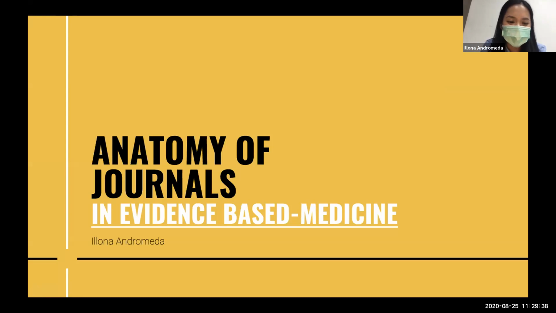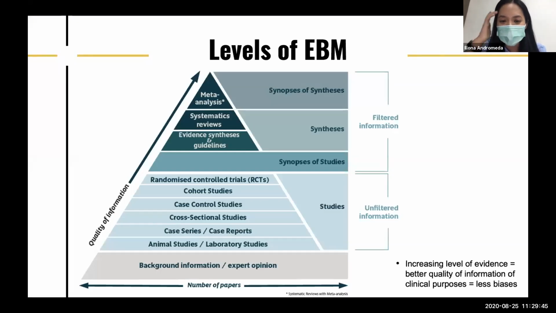Yeah. So I'll start with the anatomy of journals in evidence-based medicine. As we all know, there are different types of papers, especially in evidence-based medicine, with different levels as well. As we discussed before, the level starts from expert opinion, and then it gets more filtered as the levels increase. With increasing levels, it also has less biases. Therefore, as the level increases, it is better for science to use as scientific measures in medicine.